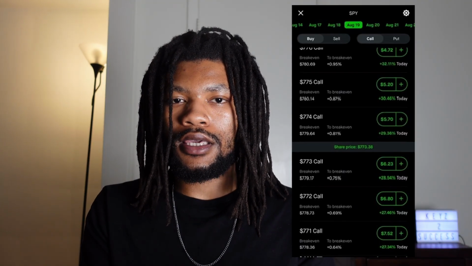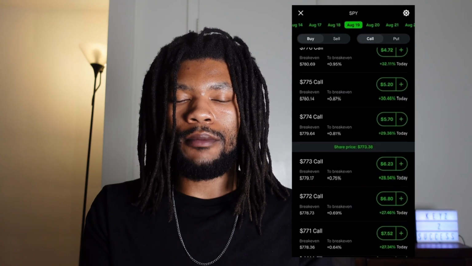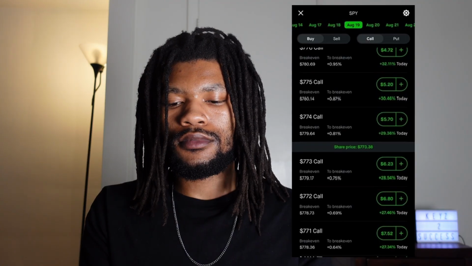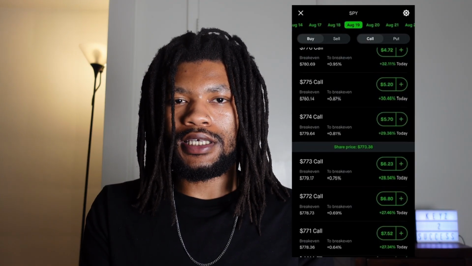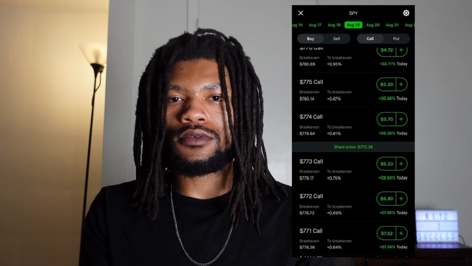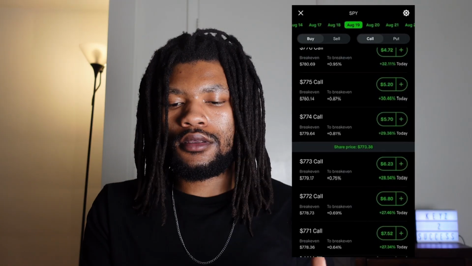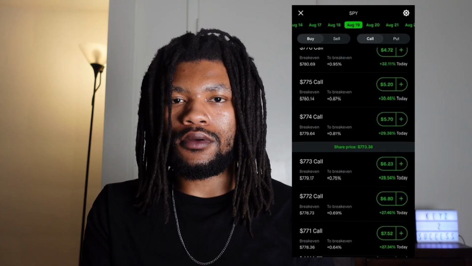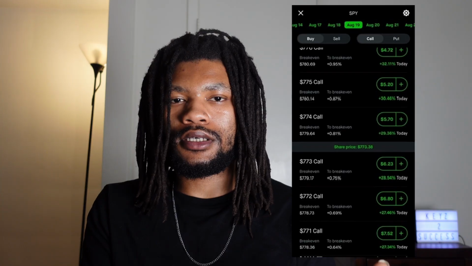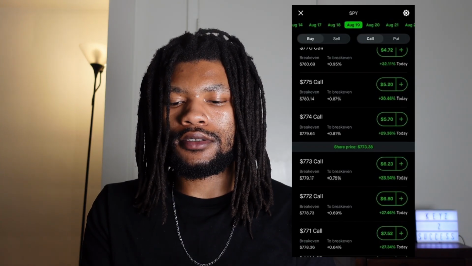That's what I mainly look at, because like I said, the delta just determines how much the contract will move in value when the stock moves. So a 0.6 is $60 for every dollar. So let's look at this first one. Like I said, the stock is at $773.38. So it's already in the money, but it's only in the money by 38 cents. So it's not likely to be at a 0.6 delta, but it's probably at a 0.5 at least.